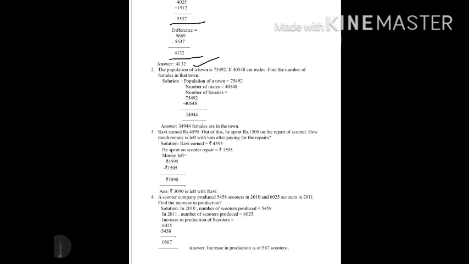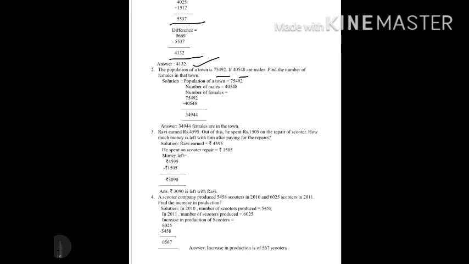Now the next word problem. The population of a town is 75,492. If 40,548 are males, males means men, find the number of females in that town. Females mean women. So here we are assuming that a town has only males and females. We are just counting two categories only, men and women. We have the total here. So if this many are men, then how many are women?